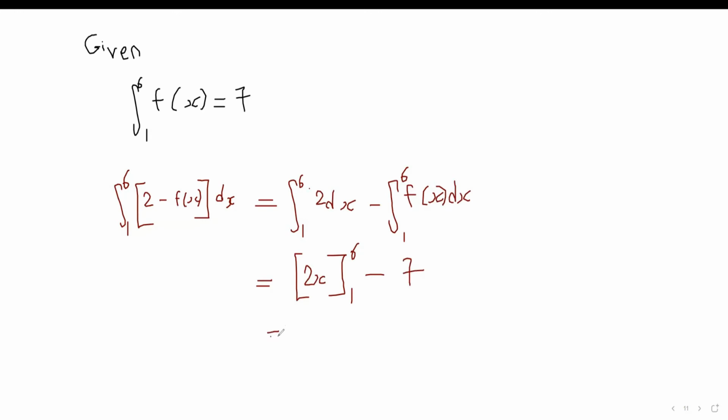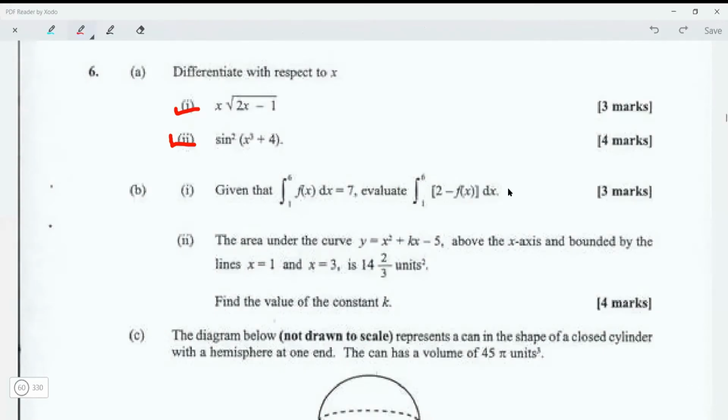So this works out to be, put the 6 in here, 2 times 6 is 12, minus, put the 1 in here, 2 times 1 is 2. Close that bracket. 12 minus 2 minus 7. That's going to be 10 minus 7. 10 minus 7 is 3. That's the answer. So all of that works out to just be 3.